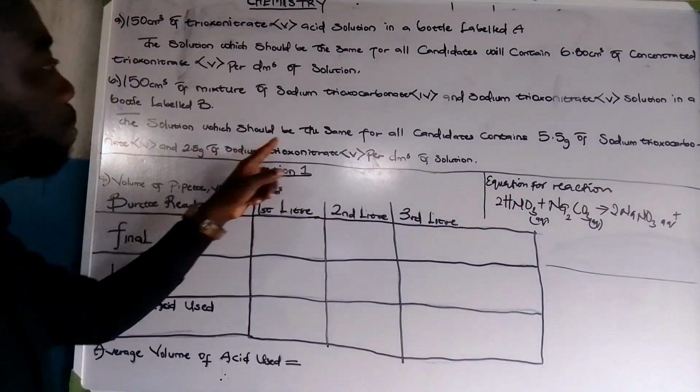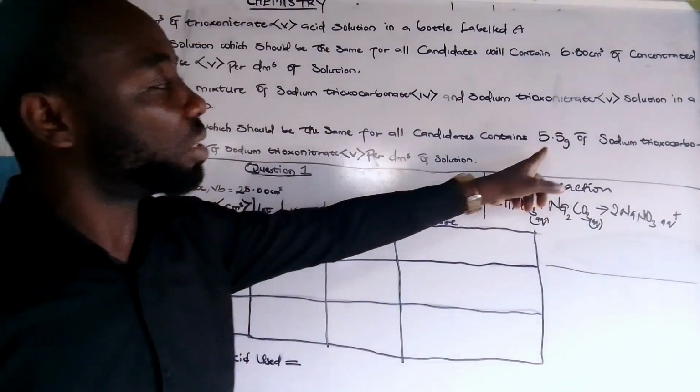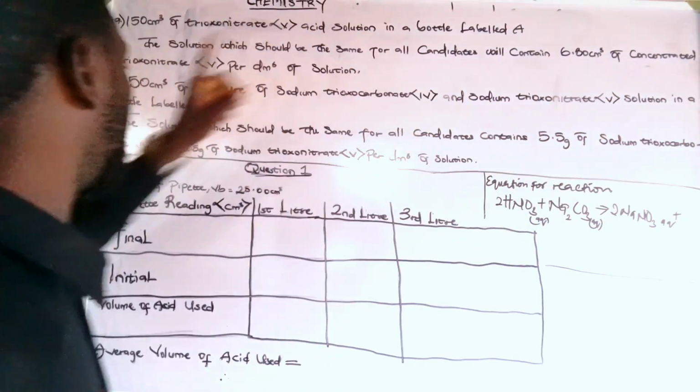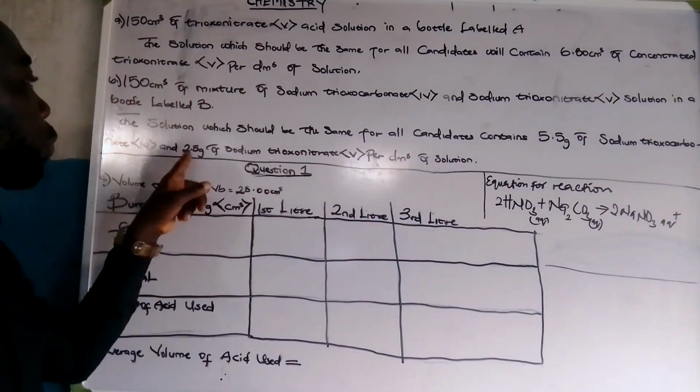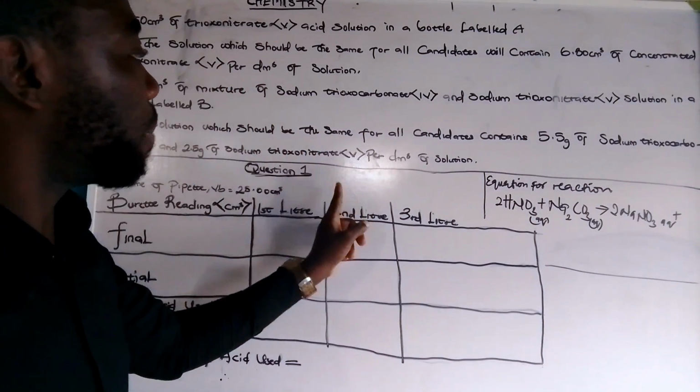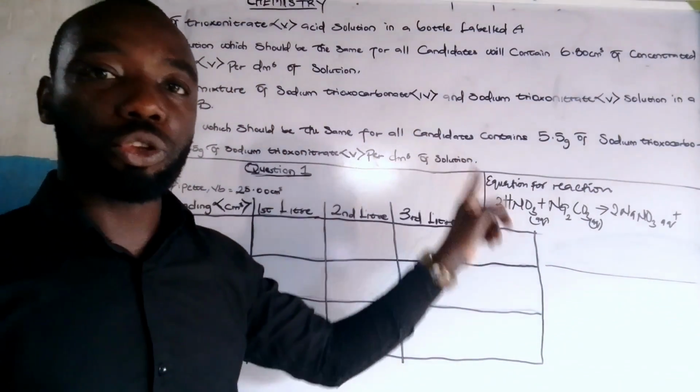The solution, which should be the same for all candidates, contains 5.5 grams of sodium trioxocarbonate(IV) and 2.5 grams of sodium trioxonitrate(V) per dm cube.